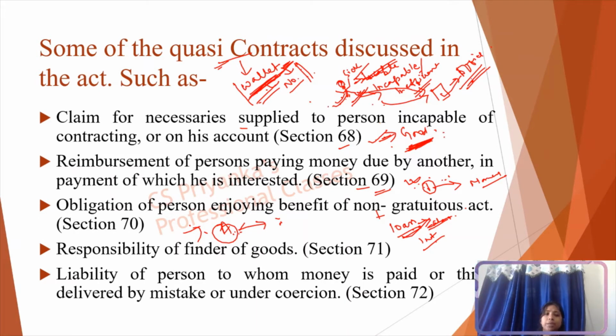This thing is coming under section 70. Now come responsibility of finder of goods. Suddenly you found someone's goods. Okay, so a wallet is one of the examples.